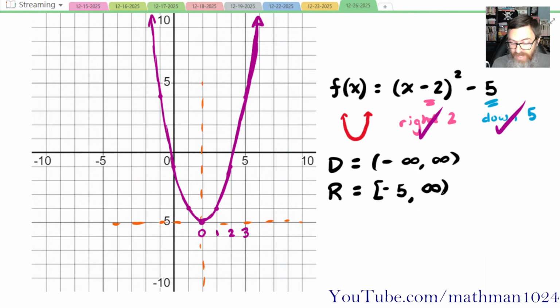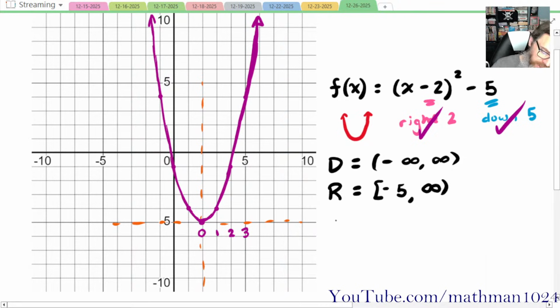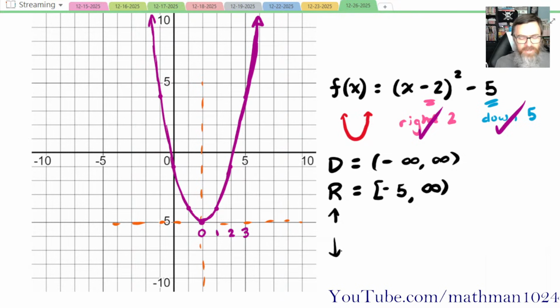Now some other pieces of information that I might ask about this. And I know that they kind of do this in the homework. Let's go and do this here. Finding the intervals over which your function is increasing or decreasing. So remember, we talked about increasing and decreasing as we move from left to right. Now, as I graph this guy and you trace along, it's going to be going down. It hits that vertex, and it's going to curve and go up.